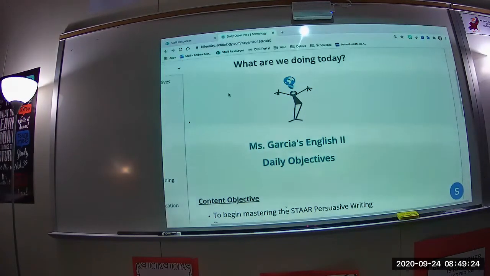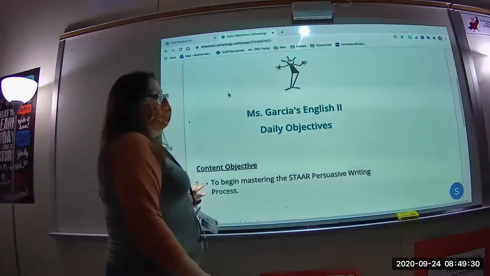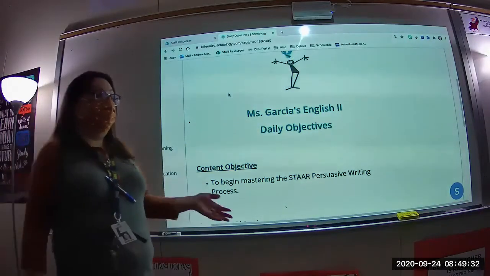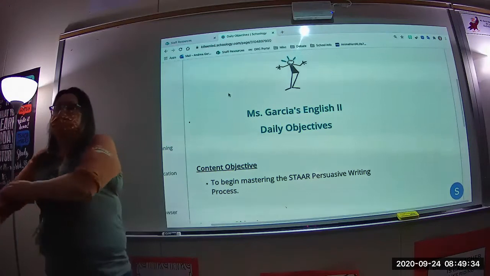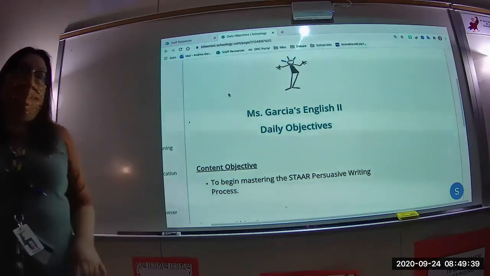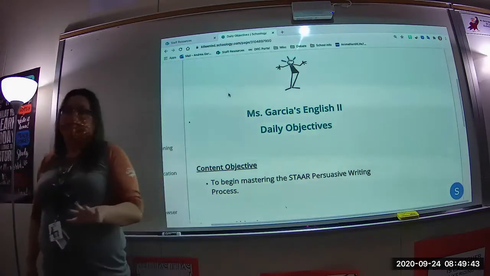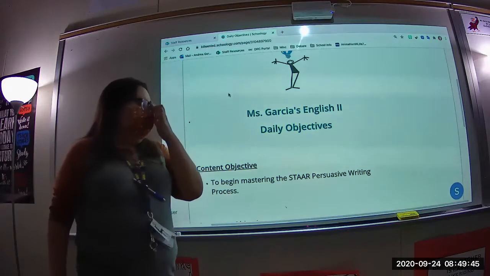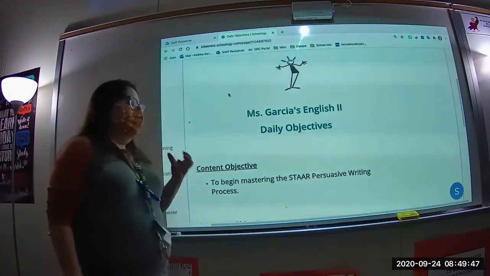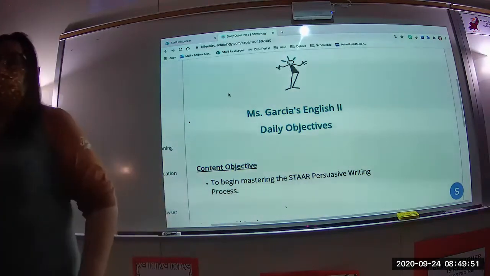So today's objective is we're going to begin mastering the STAAR persuasive writing process. This is an extremely important skill to learn because you guys are taking the English II STAAR this year. Last year you got lucky and they canceled STAAR, but this year we're pushing ahead with it. One of the biggest aspects of that test is the writing component, okay? So I really need you guys to pay attention.